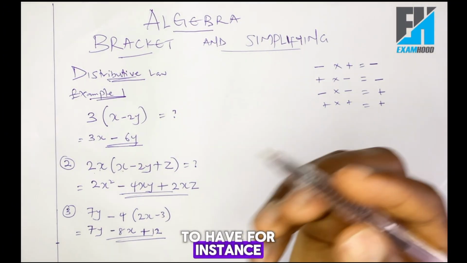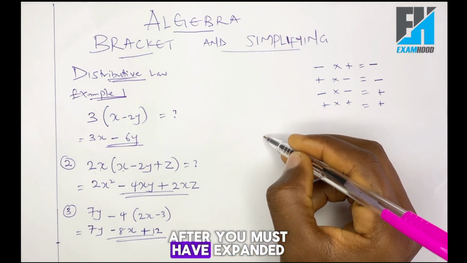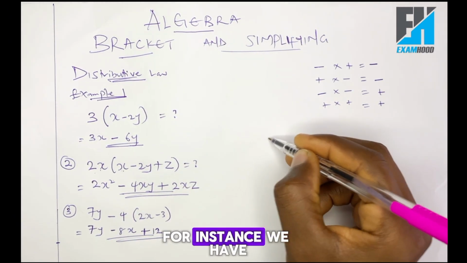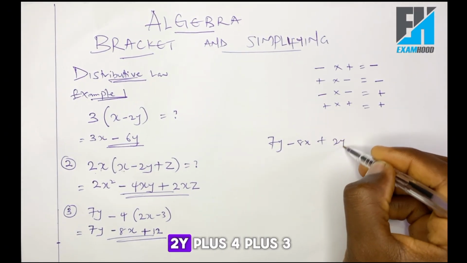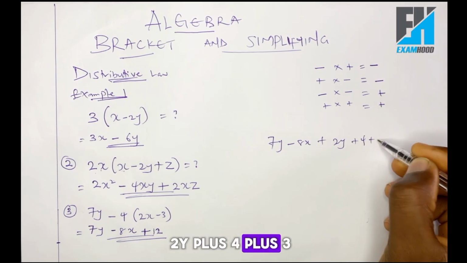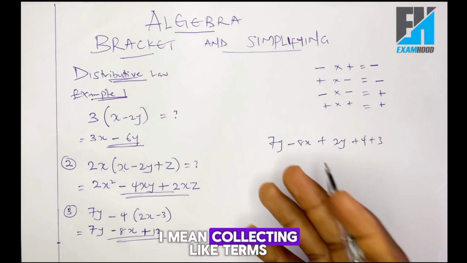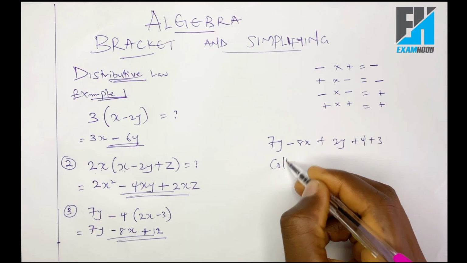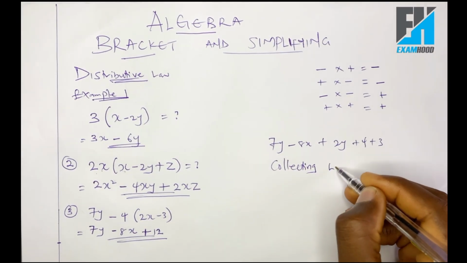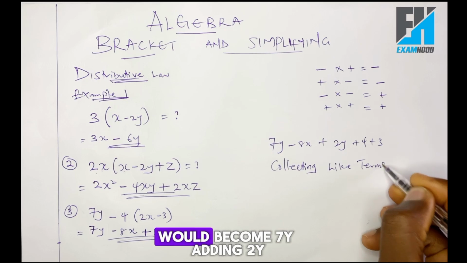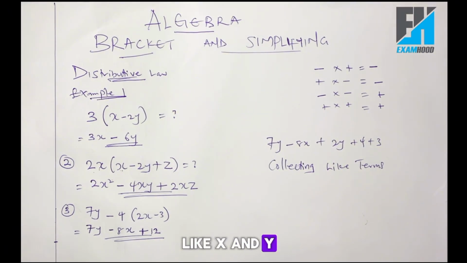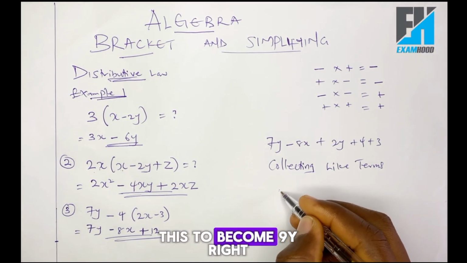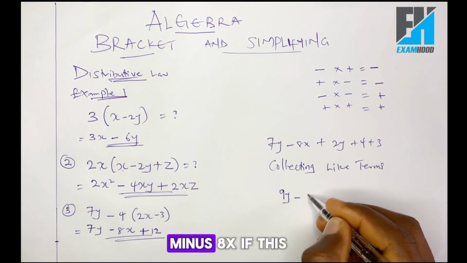If we are to have, for instance, after you must have expanded, let's say for instance, 7y minus 8x plus 2y plus 4 plus 3, you could make this, collecting like terms, 7y adding 2y. So it means that variables like x and y can always add themselves, and the numbers as well can also add themselves. So you can have this become 9y, right, minus 8x.